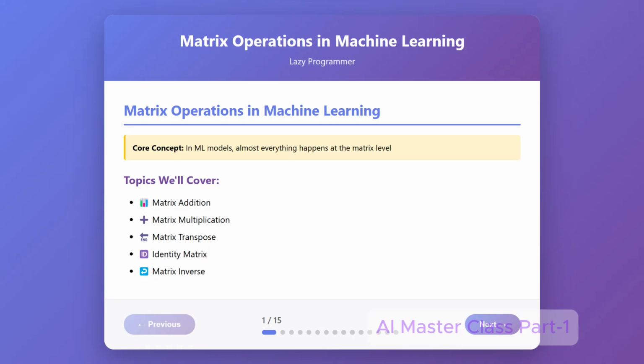Now that we have already seen what vectors are and what operations can be done on those vectors, the next important thing to cover is matrices and the operations we perform on them. This is the core skill in machine learning because once the data enters a real model, almost everything happens at a matrix level. So let us start with matrix addition first.